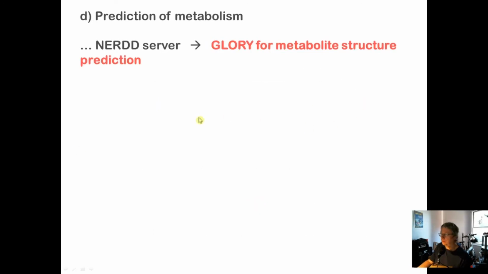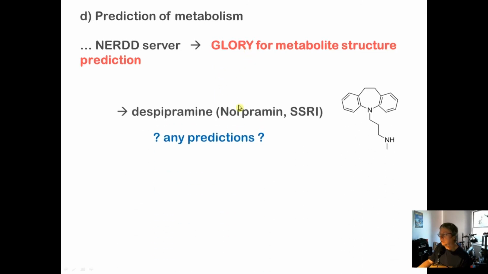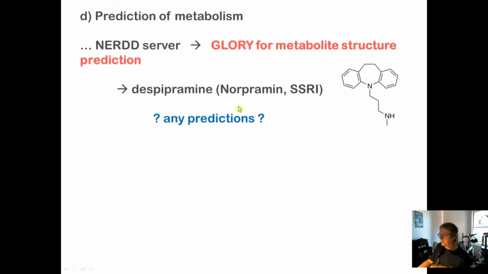All right, so let's look at another server, using this other tool, not the FAME tool, but it's called GLORY, for metabolite structure prediction. This will maybe predict phase 1 metabolites in a molecule, the specific reactions that might occur. So we're going to go back to desipramine, the tricyclic antidepressant, and think about specific reactions that might occur. So not just the probability, but the actual reactions that might occur in this molecule. What do you think those reactions might be?